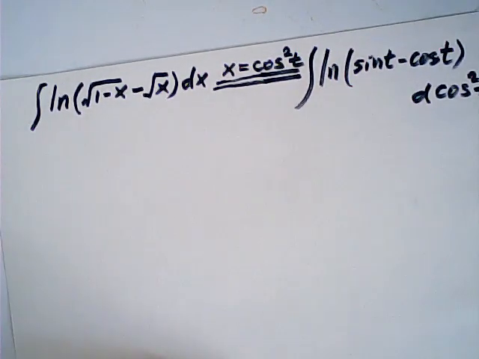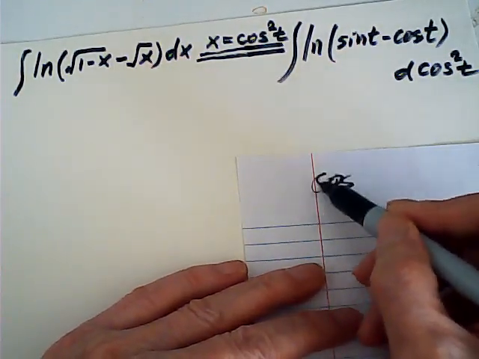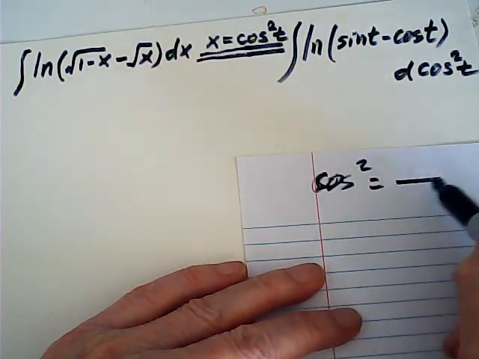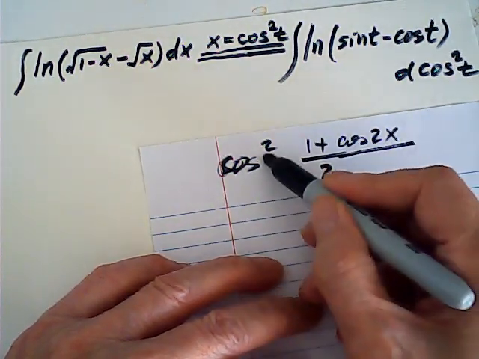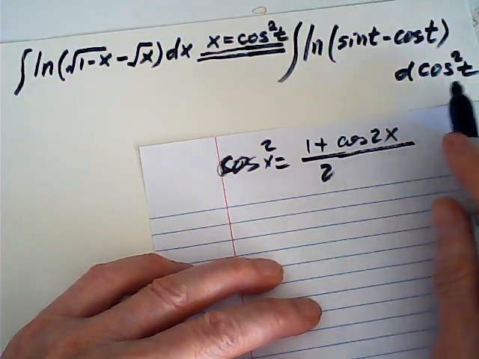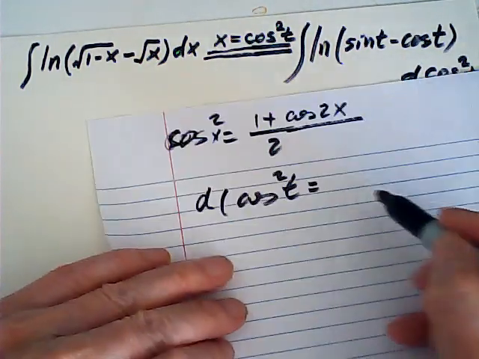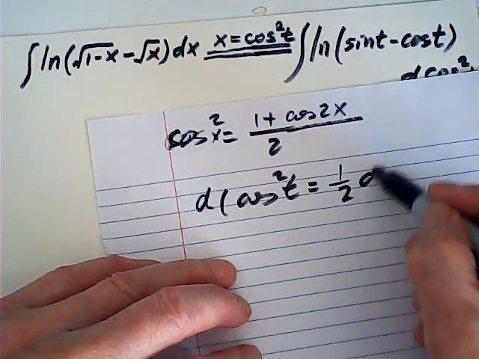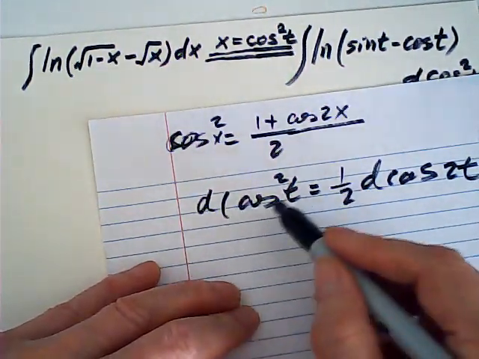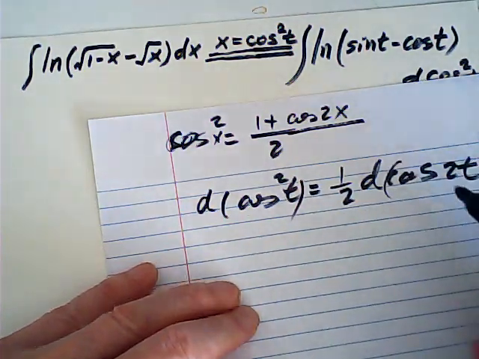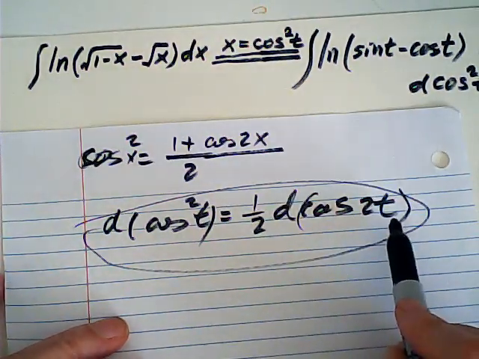Then cosine square t is 1/2 (1 plus cosine 2t), right? So d cosine square t is equal to 1/2 d cosine 2t. Okay. Yeah, that's what I meant. So d cosine square is 1/2 d cosine 2t.